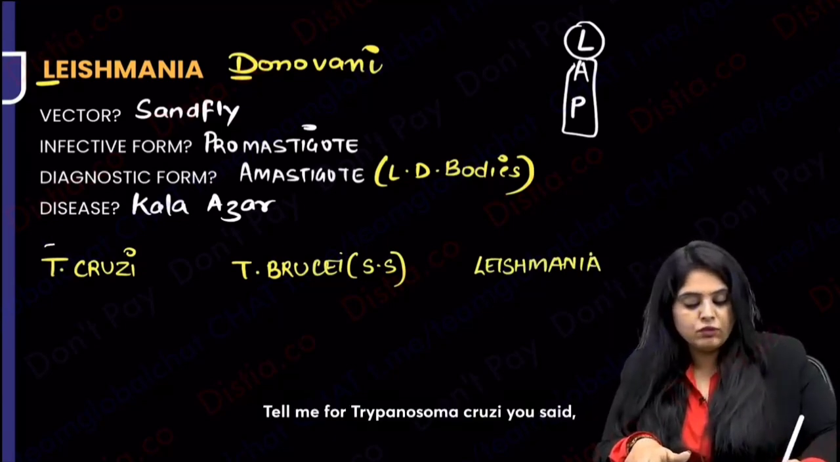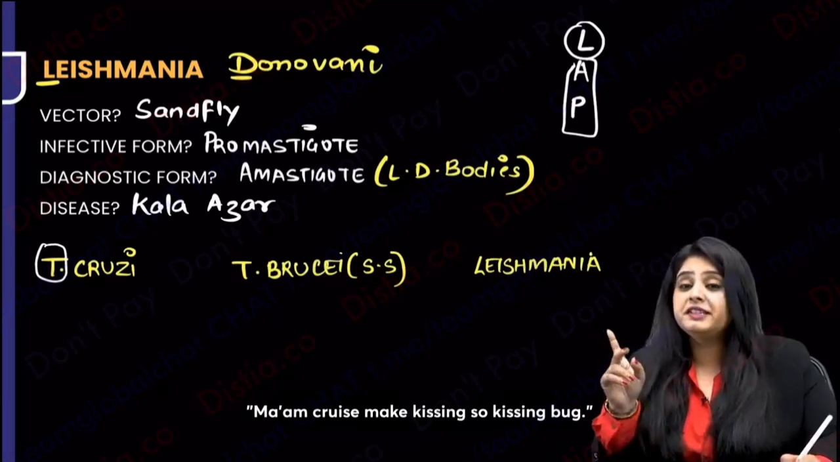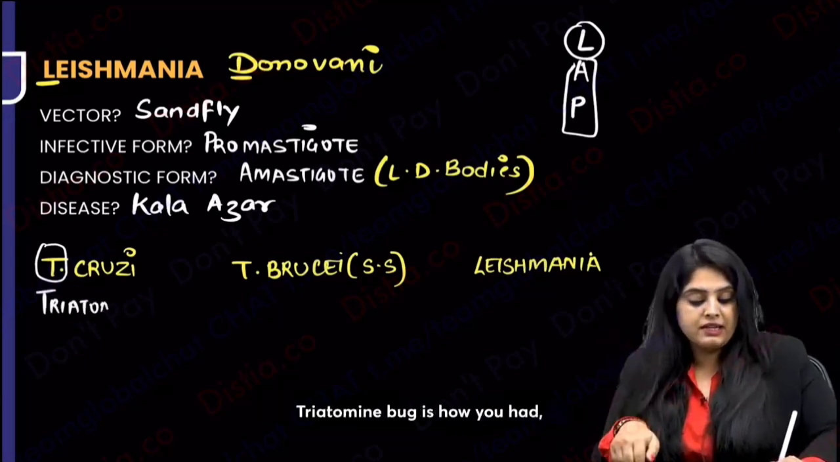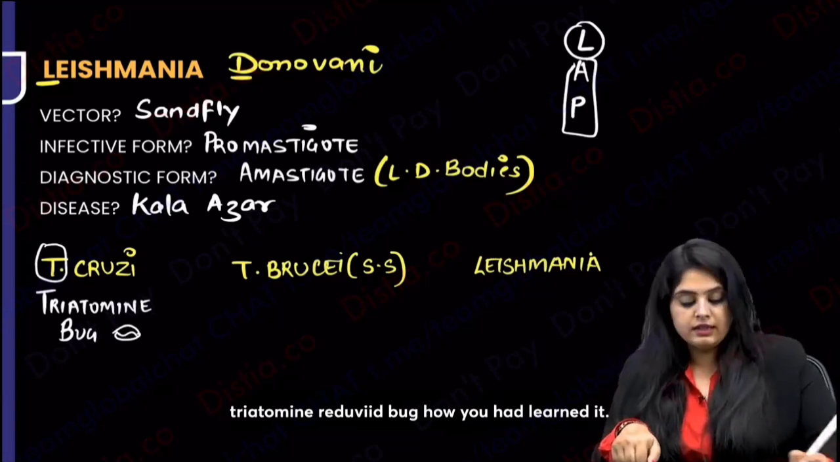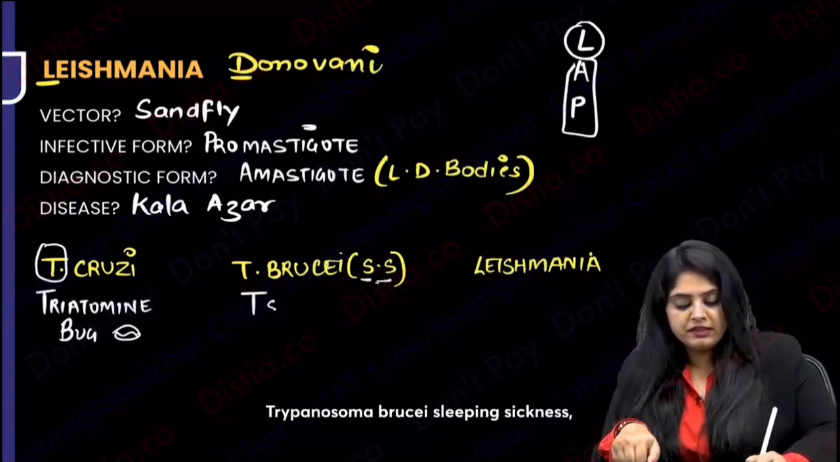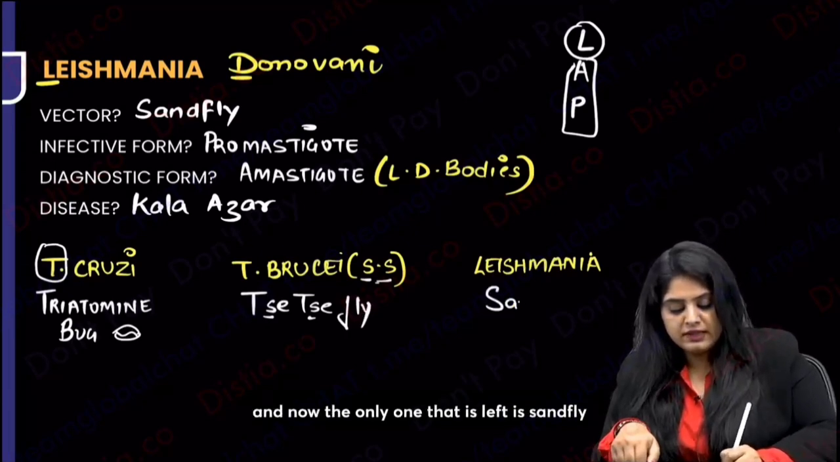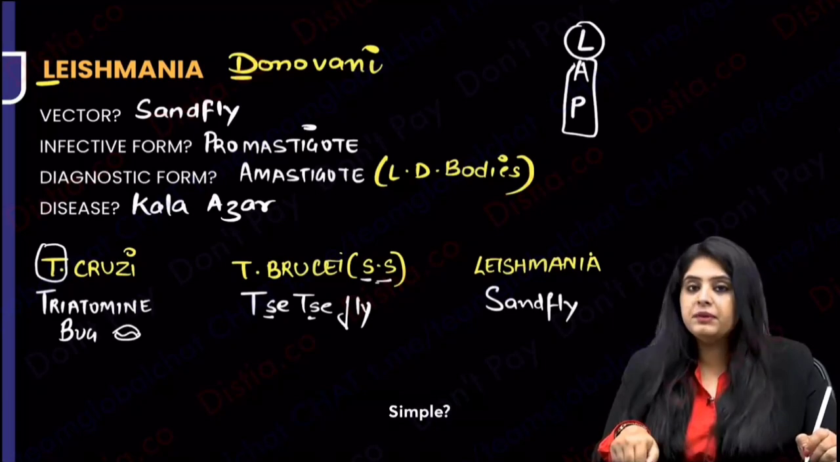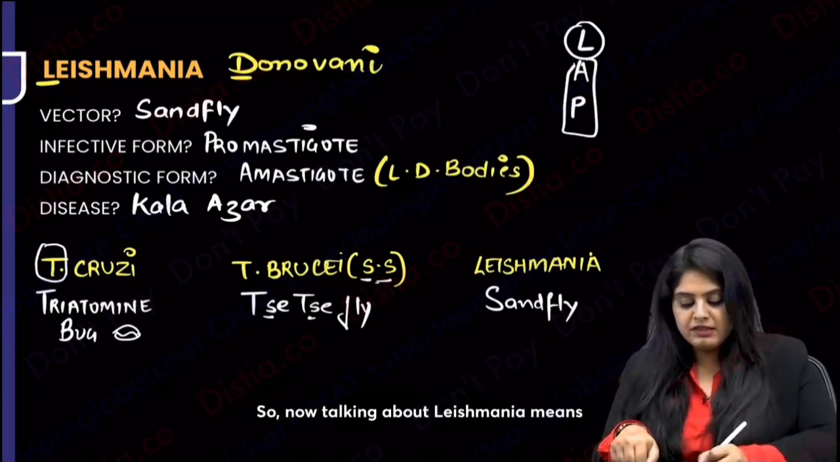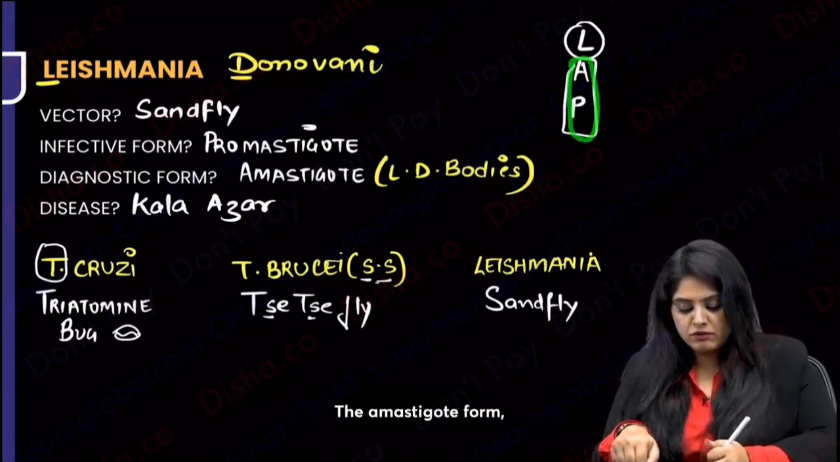Tell me for Trypanosoma cruzi, you said ma'am, cruzi, kissing, so kissing bug. Triatomine bug, the triatomine reduvid bug, is how you had learnt it. Trypanosoma brucei, sleeping sickness, so the tsetse fly is how we had learnt it. And now the only one that is left is the sand fly, and that is going to be in Leishmania, Kala Azar. Simple. So now talking about Leishmania means I'm only going to have two forms, the amastigote form and the promastigote form.